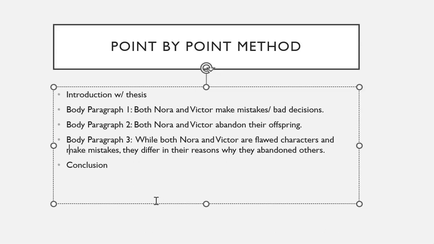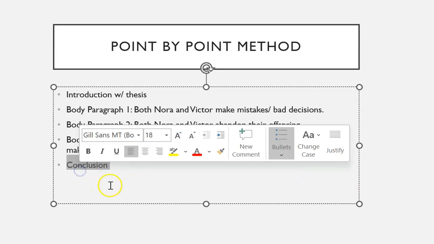while both Nora and Victor are flawed characters and make mistakes, they differ in their reasons why they abandon others. So I would maybe go into a little bit more depth about why I think each of them ended up taking the same action, but for different reasons. And then your conclusion as well.